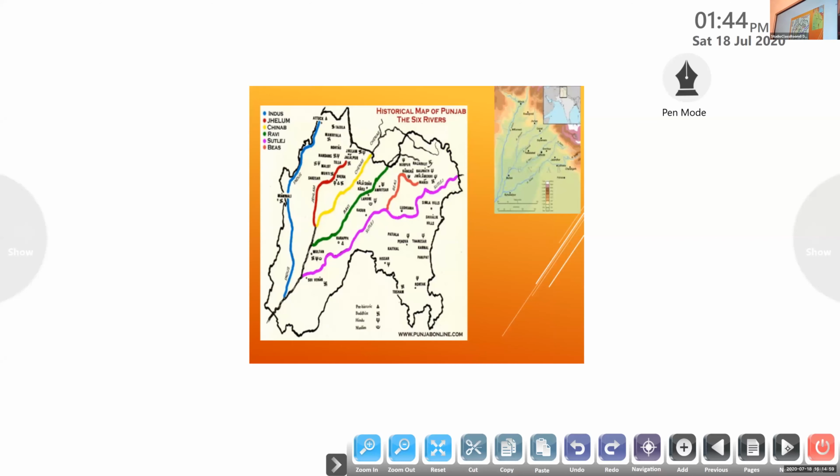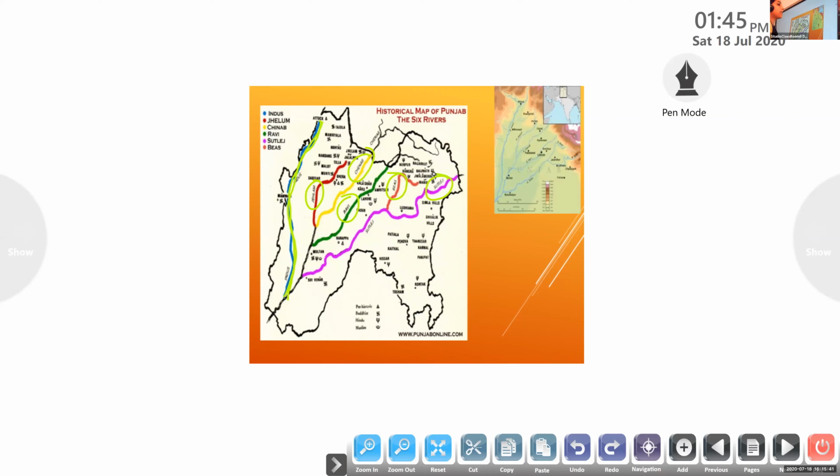It's in Punjab. From this picture you will understand. Here we have the river Indus. Can you see this blue color? Yes, it's the river Indus, flowing from the Himalayan mountains, and it has many tributaries. The first one is Jhelum, the second is Chenab, the third is Ravi, the fourth is Beas, and the fifth is Satluj.